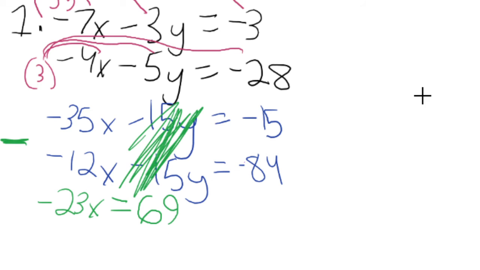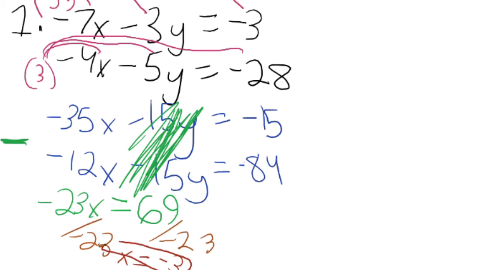Now what I'm going to do is just divide both sides by negative 23 to get my final answer for the x. And with that being said, x equals negative 3. Just circle that. Oh, that's a bad circle. Circle that properly. And just draw a little divider. Oh, that's a bad divider.